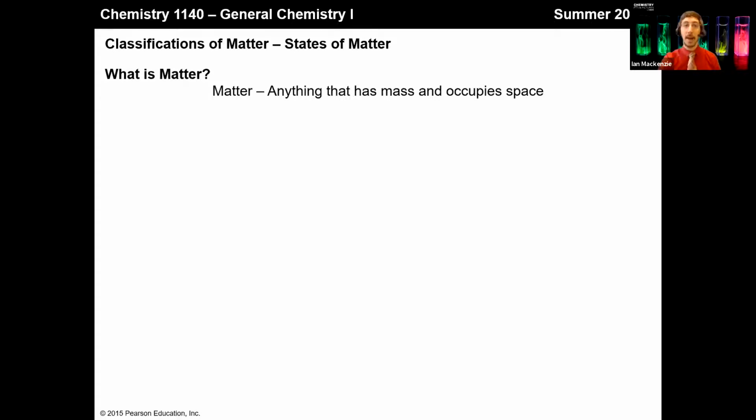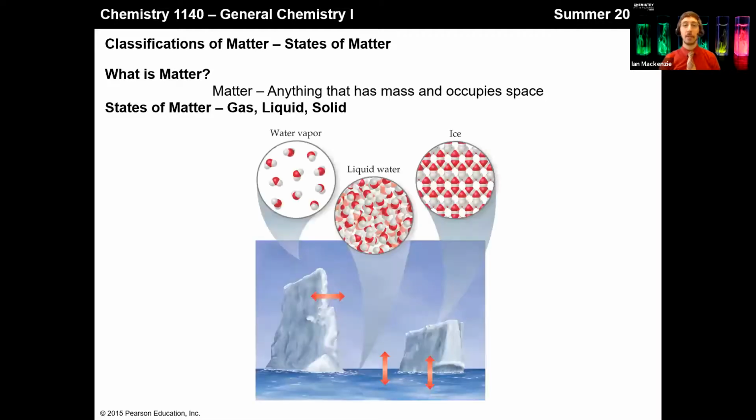Now within matter itself, we can classify matter in a couple different ways. We can classify it first just based off of its state. And there are three main states of matter. There are a couple others, but three primary states, and those are gas, liquid, and solid. An example shown here using water kind of illustrates those three.